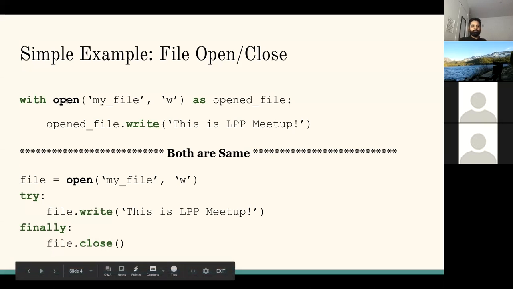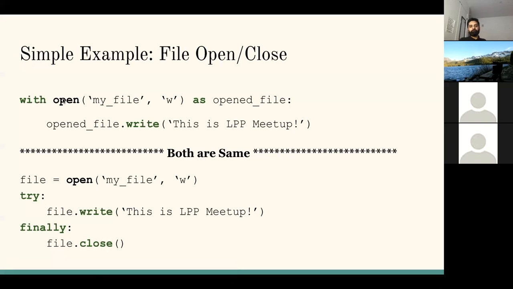Now this with and open are provided automatically. So this context manager is available out of the box. You don't have to write open or something here. When you say with open, this open is a context manager, and this is provided out of the box. It is getting a bit confusing because there is an open here. This is a context manager. This is a statement.